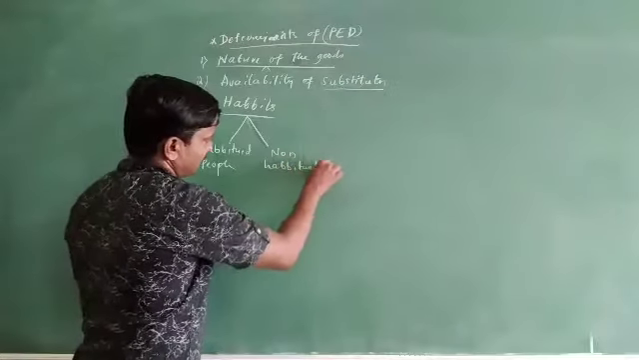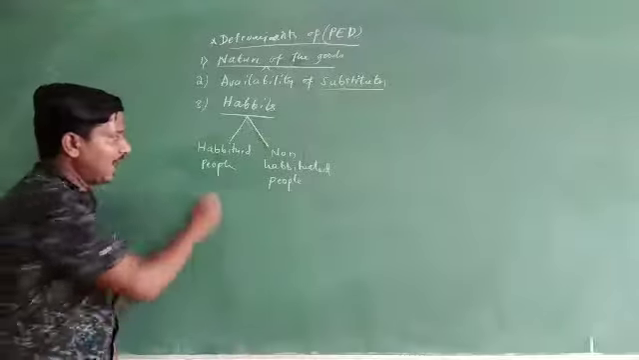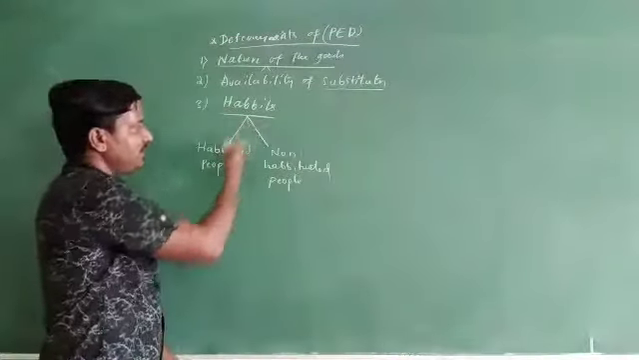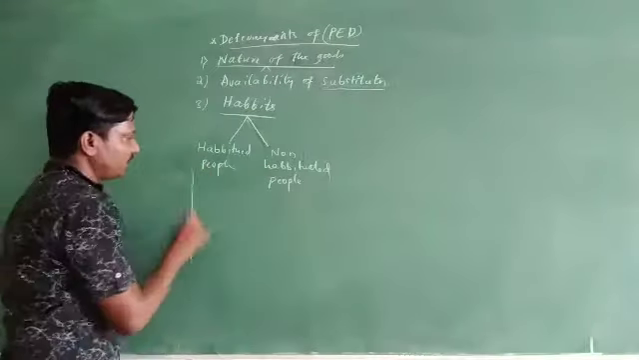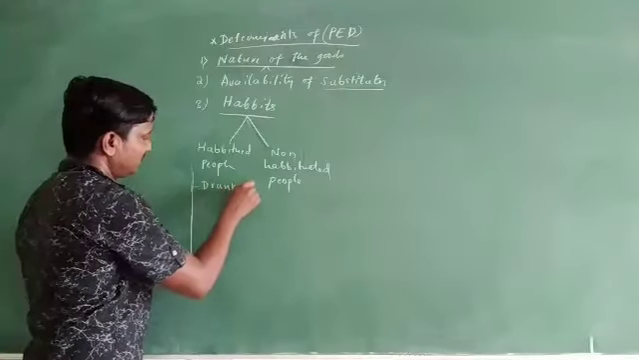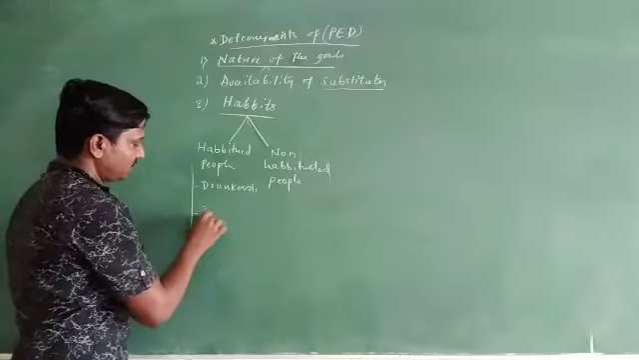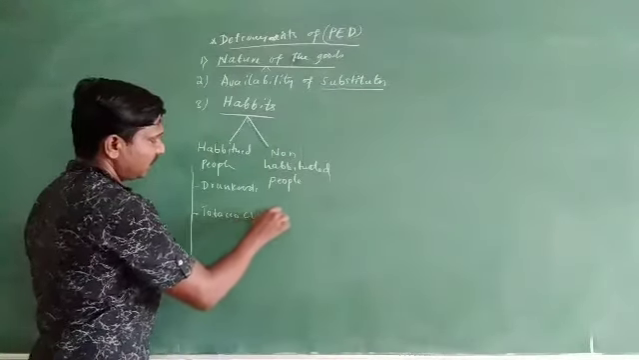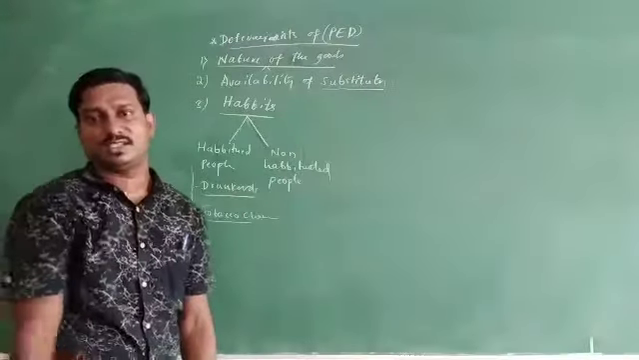Non-habituated people, or rather, habituated people and non-habituated people. Again, in case of these habits, we are going to divide into two main heads here. Habituated, for example, drunkards, or maybe tobacco chewers, etc. These people are addicted to some of these commodities.